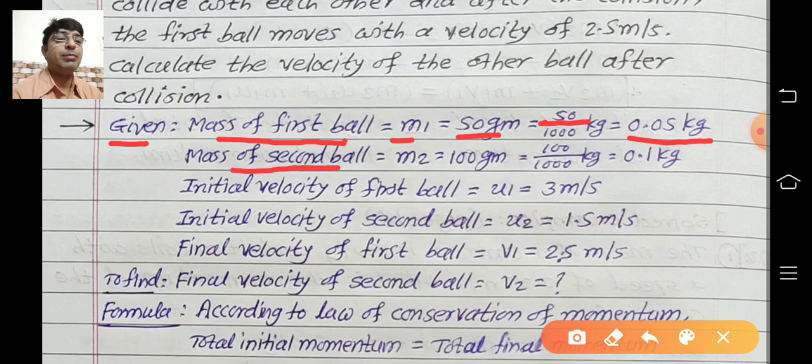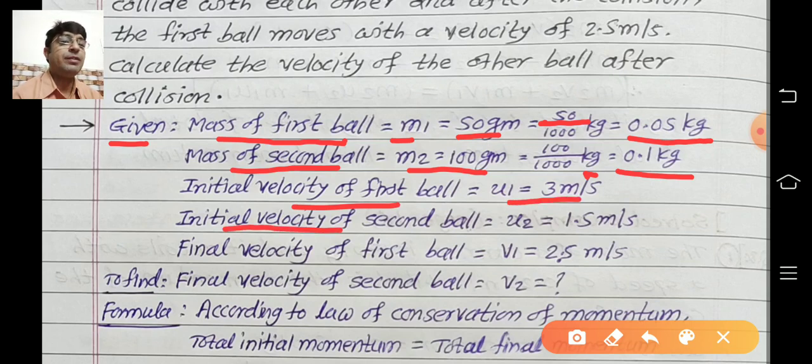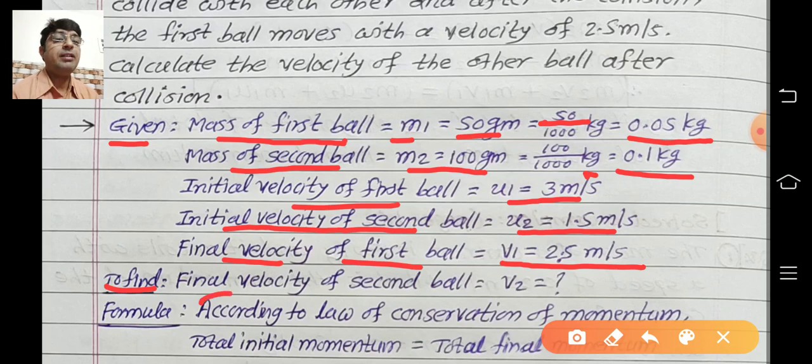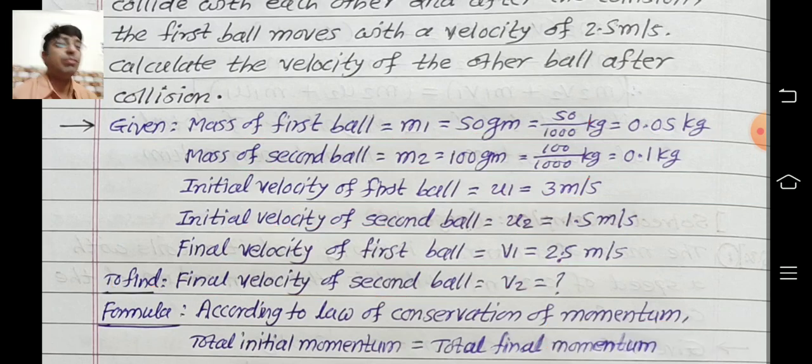Mass of the second ball m2 is equal to 100 gram. So divide by 1000, the answer is 0.1 kilogram. Initial velocity of the first ball u1 is equal to 3 meter per second. Initial velocity of the second ball u2 is equal to 1.5 meter per second. Final velocity of the first ball is also given, that is v1 equal to 2.5 meter per second. What do we find out here? Final velocity of the second ball, that is v2, is equal to question mark.